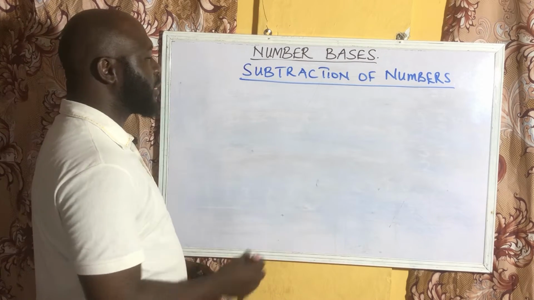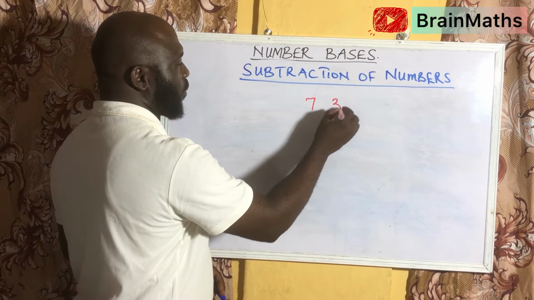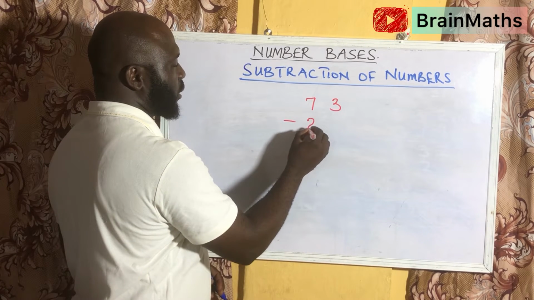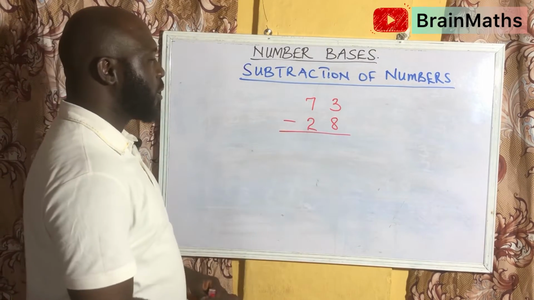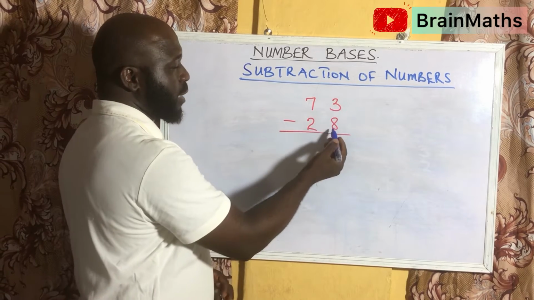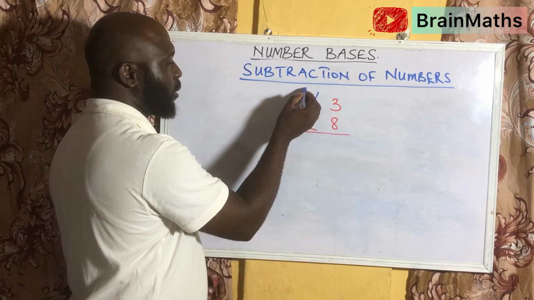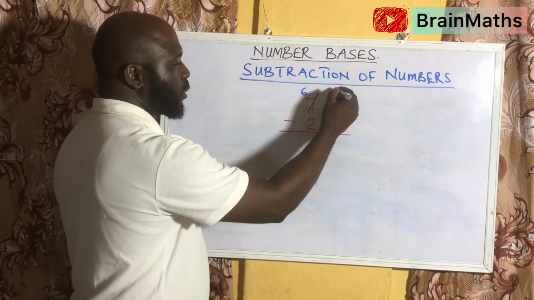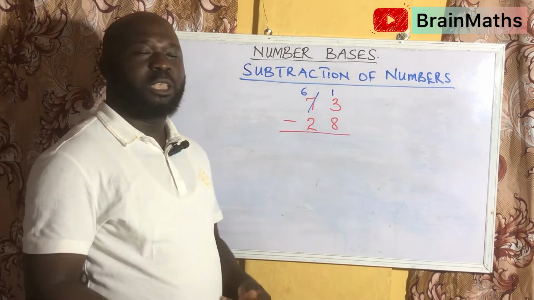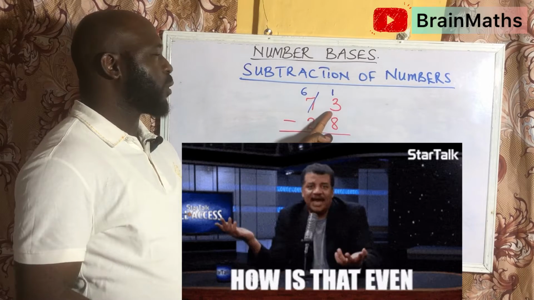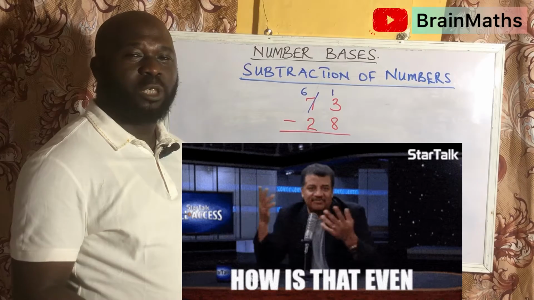But before going to that, let's quickly ask ourselves, if 73 minus 28, let's take 28. If we are to subtract this, on a good day, we will say 3 minus 8, impossible. Then we come to 7 to borrow 1, then 7 remains 6. We put the 1 on the 3 to become 13. But the big question is, how does 1 plus 3 give us 13? This is something that we need to look into.